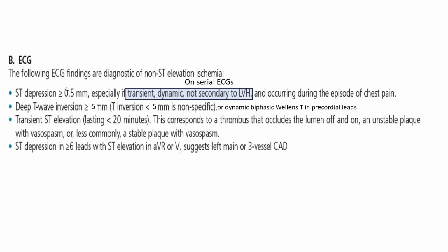So what we call ischemic EKG is dynamic, evolving, or transient ST depression, not secondary to LVH. Now, deep T inversion can also allude to non-STEMI, but for T inversion to imply ischemia and to be specific for ischemia, it has to be deep, more than one big box, more than 5 millimeters.